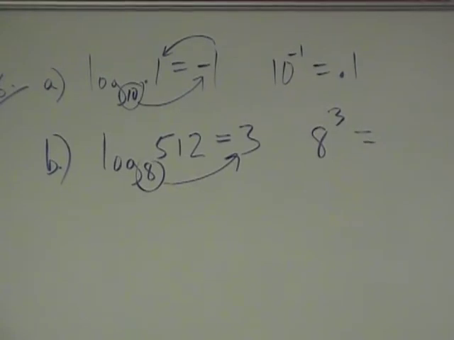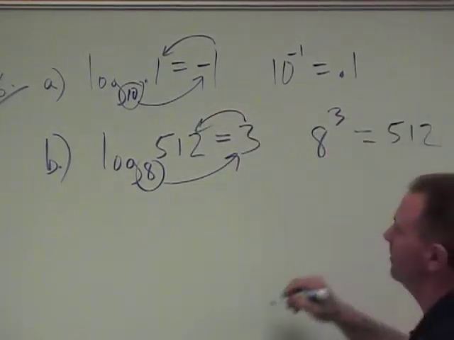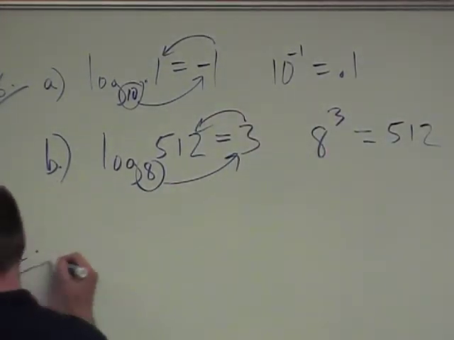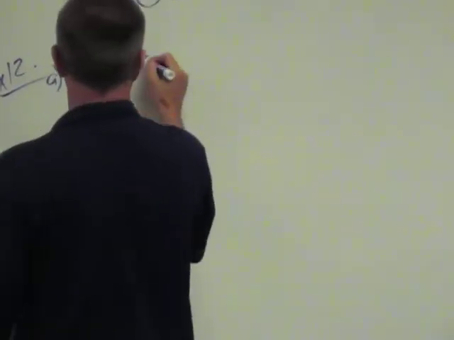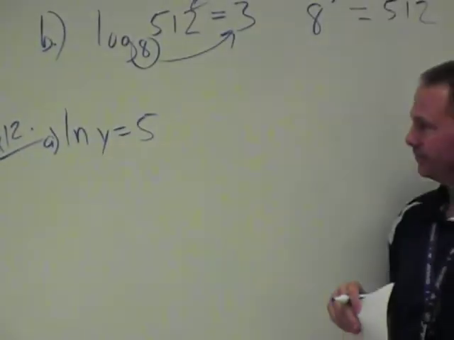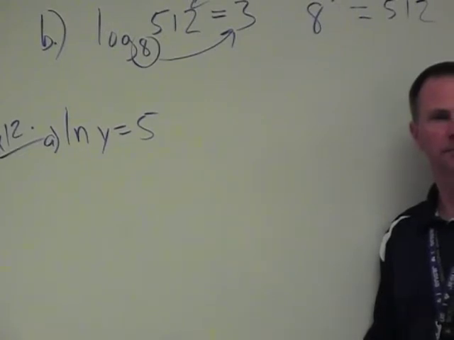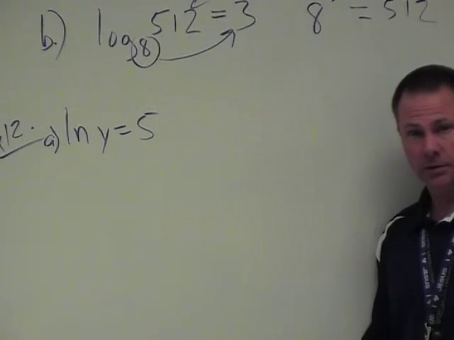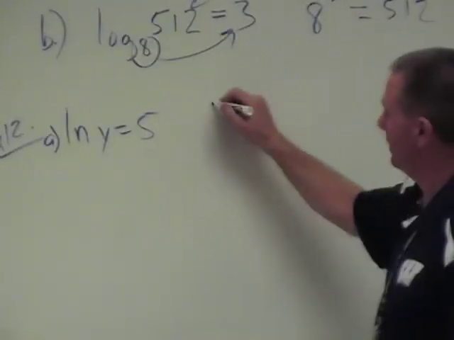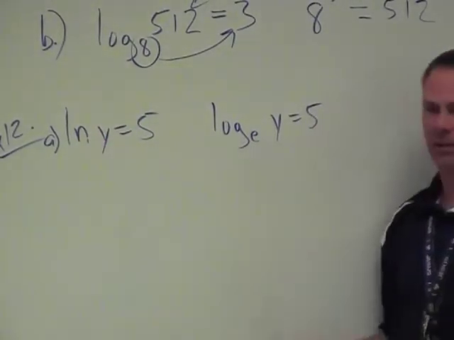Let's prove it. Alright. The base raised to the answer equals that. Good. Alright, example 12. Let's see if we can do this one. This is part A. The natural log of y equals 5. Who understands what the natural log means? Yes. But this can be written like this. Log base e of y equals 5.